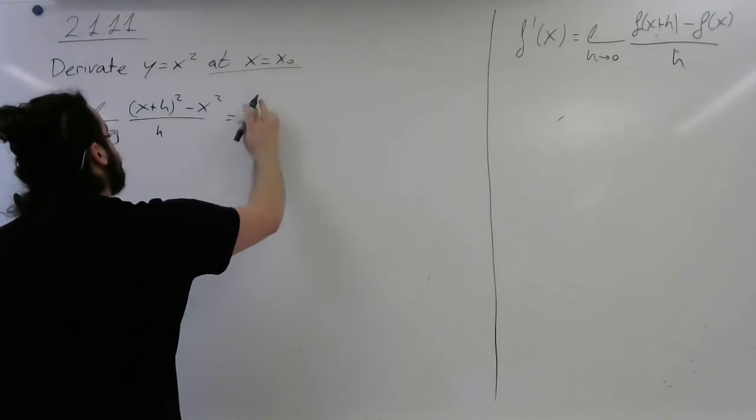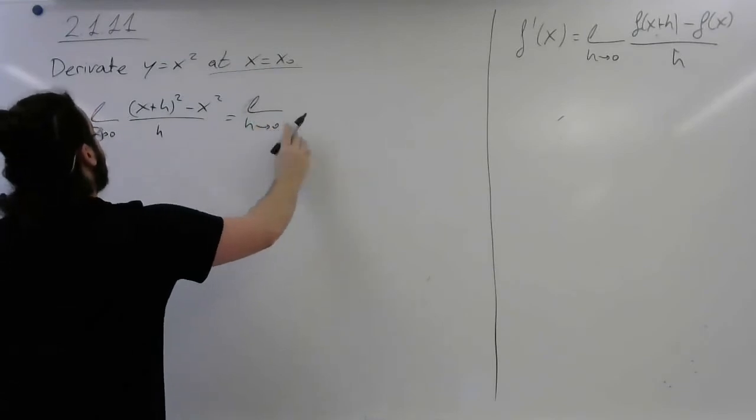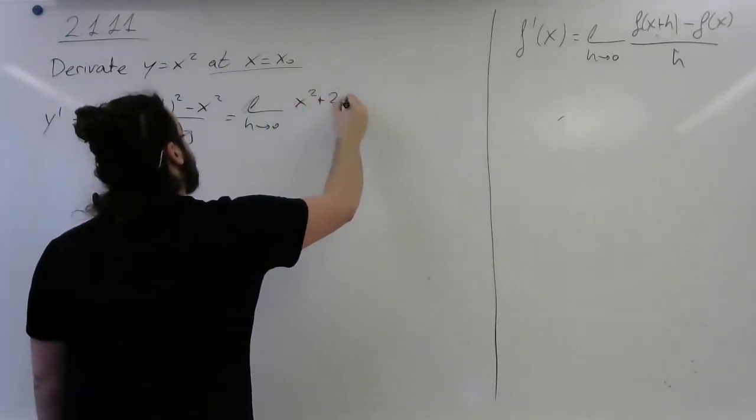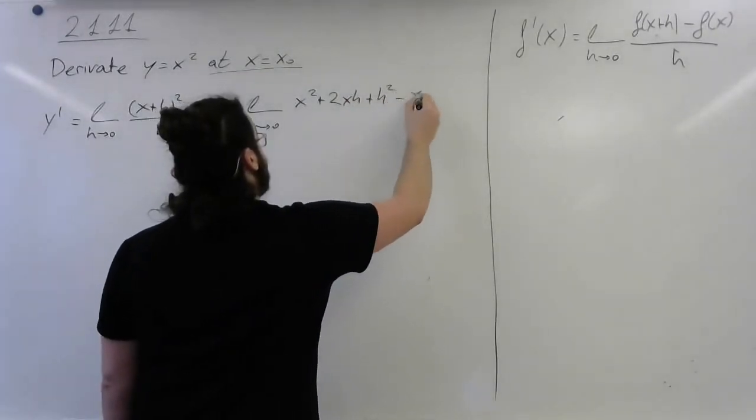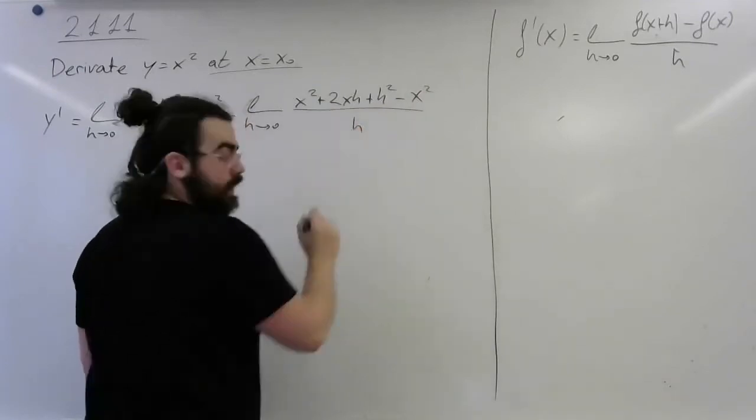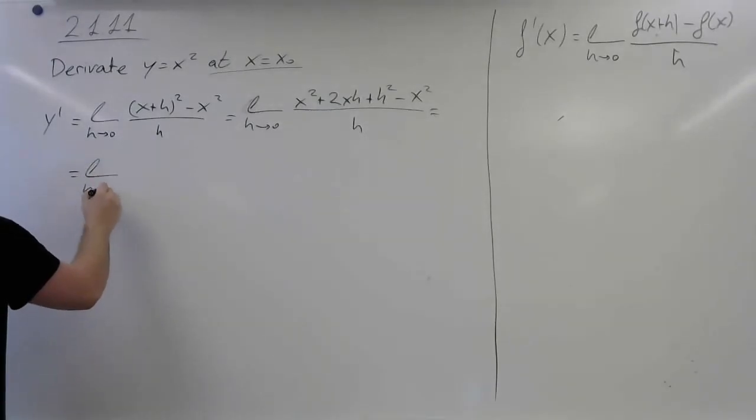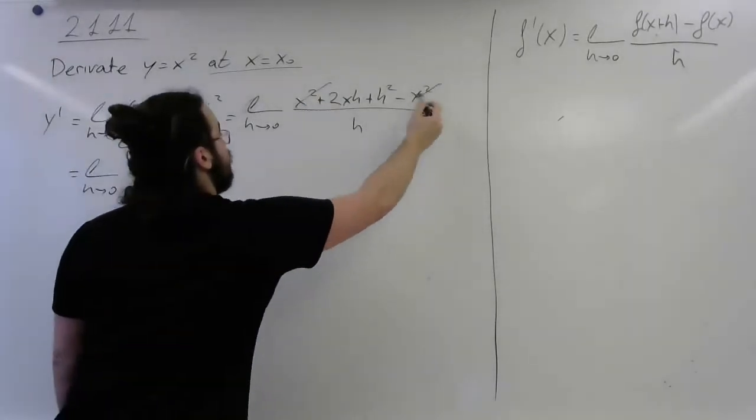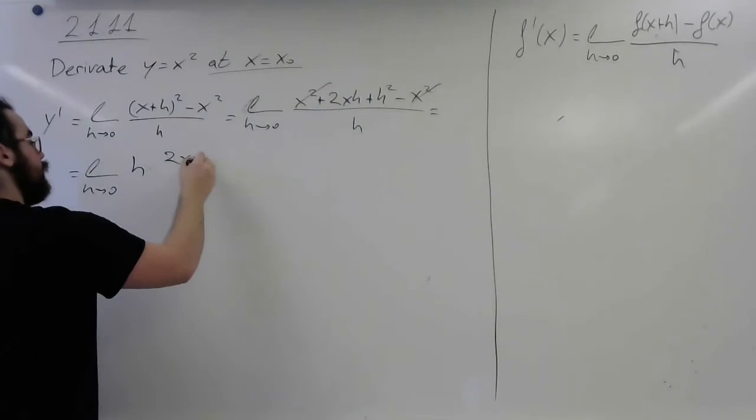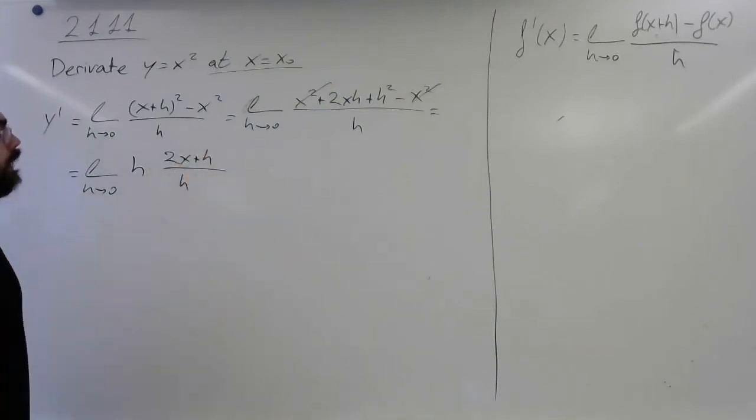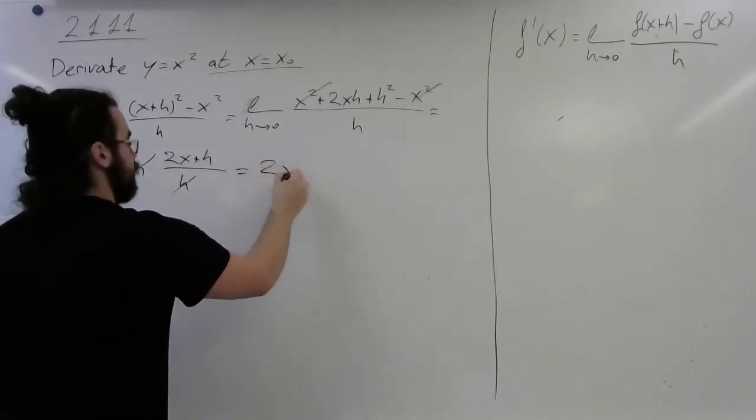This is the limit when h tends to 0 of x squared plus 2xh plus h squared minus x squared divided by h. This thing cancels this thing, and then we have h that multiplies 2x plus h divided by h, right? This cancels out, and this is 2x.